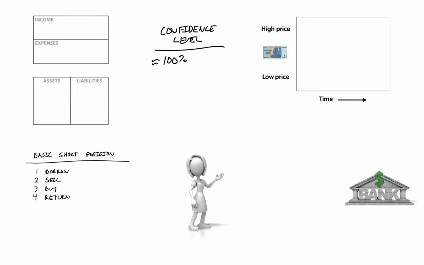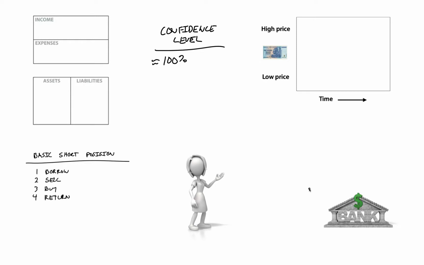So let's say this is the Bank of Zimbabwe. Let's label it this time. This is the Bank of Zimbabwe, where you can get Zimbabwe dollars and currency. And you see that the high price, the price of a Zimbabwe dollar right now is $1.47 US. That's what you can buy or sell this for. That's the exchange rate, okay?